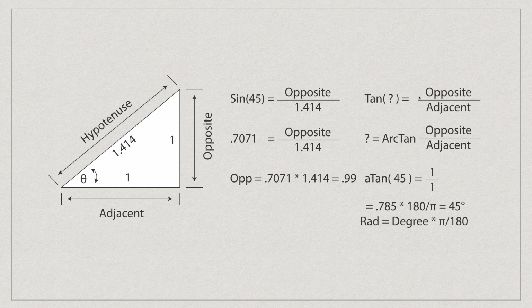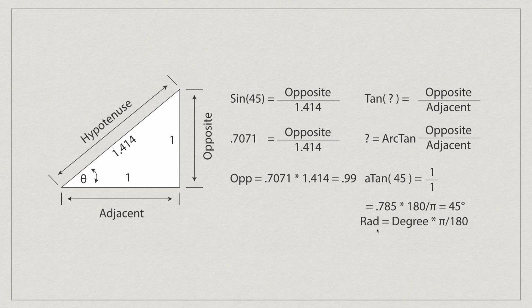However, the arc versions of these functions are going to provide inverse values. So what happens if we know the lengths of the sides, but we do not know what the angle is? Well, what we do is we take the arctangent of opposite divided by adjacent to find said angle. And you can see right here that that works out to 45. Likewise, we can see here that if we take 0.785, which is in radians, and multiply it times 180 divided by pi, we'll get 45 degrees as an answer.